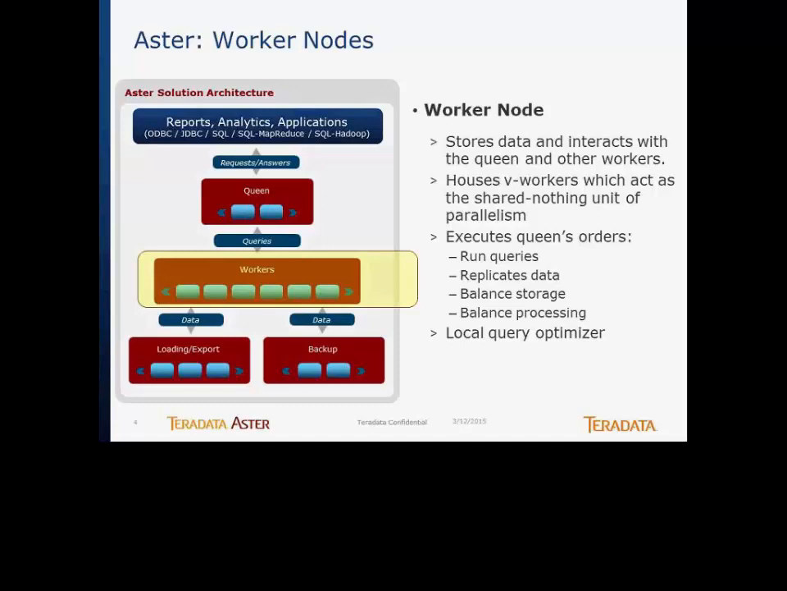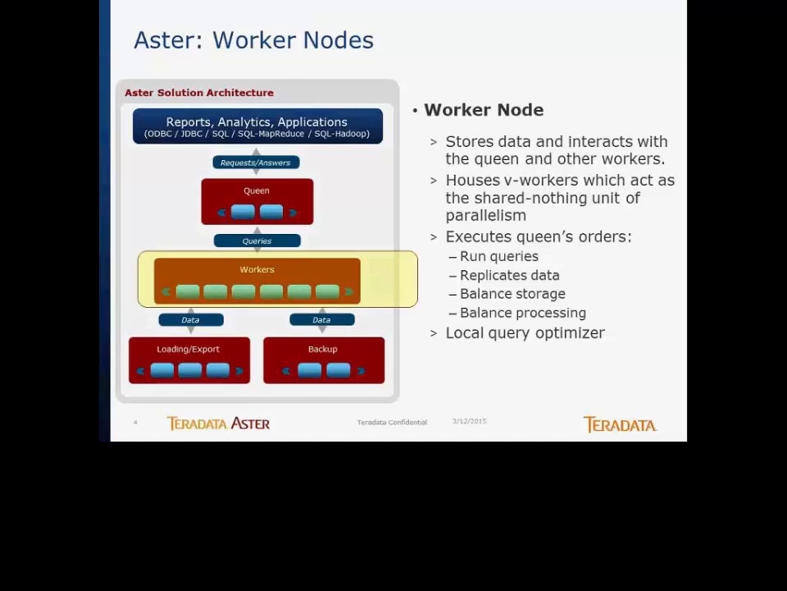Great. So moving on to the worker nodes. The worker nodes are the ones that actually store the data, and they clearly have to interact with the Queen, because the Queen tells the workers what to execute, and the worker executes them and sends the results back to the Queen. The workers also interact among themselves for queries where there is repartitioning of data, which I'll talk about, if not in this video, in another video. That is the transfer of data between the worker nodes depending on the query, and that's the interaction between the workers.